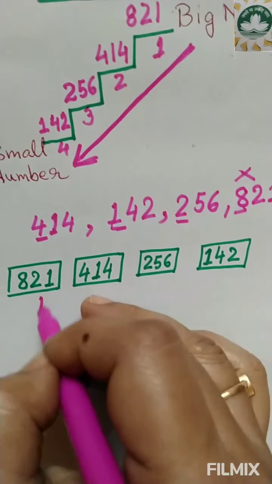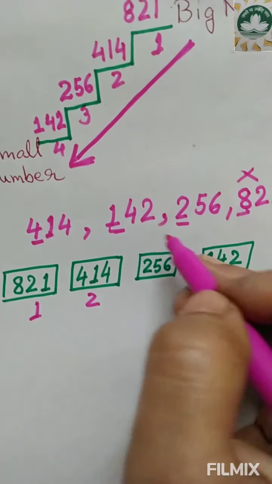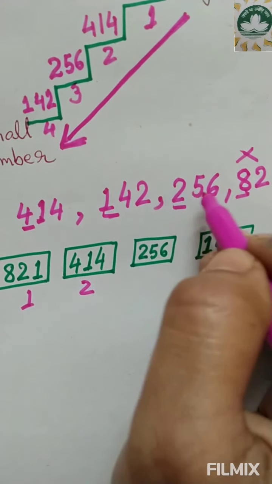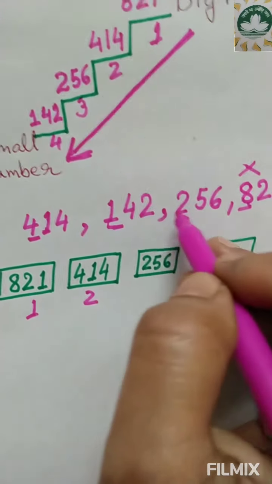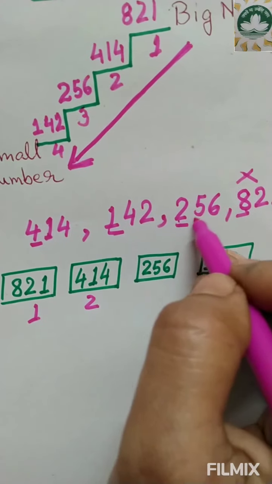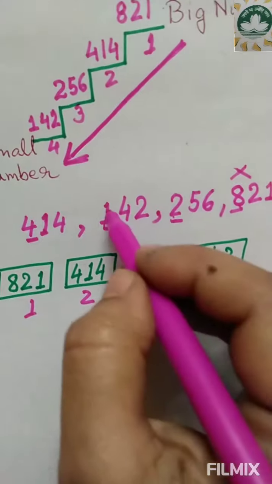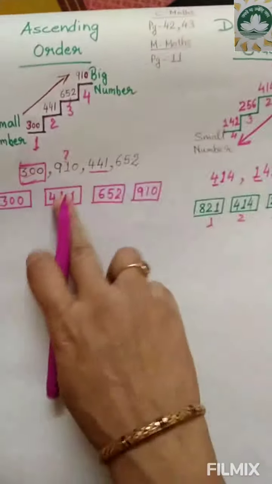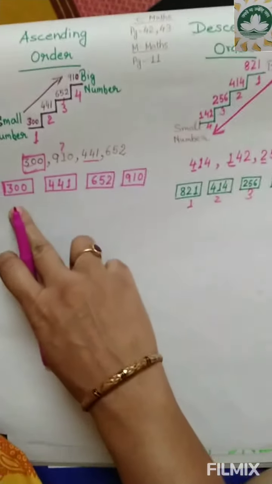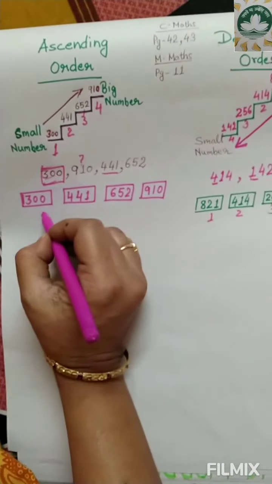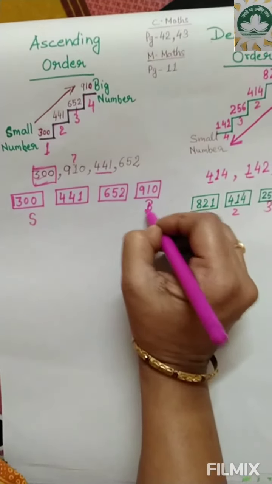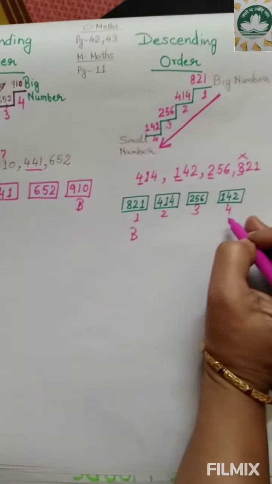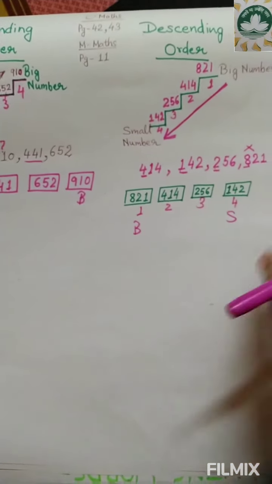In the second place, this is the first place, this is the second place, and now we are left with just two numbers, that is 142 and 256, wherein we can see that 2 is greater than 1. So we will write down 256 in the third place, and lastly we will write down 142 in the fourth place. Now if you compare both the sides, you can see that here we are starting with the smallest number and we are going towards the biggest number. But here we are starting with the biggest number in the left hand side and we are ending with the smallest number on the right hand side.